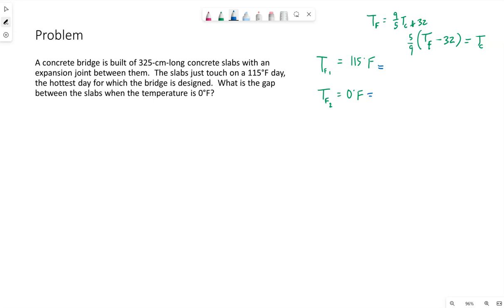The 0 will be easiest. If we put in 0 for temperature Fahrenheit, we'll have negative 32 times 5/9. So we'll have negative 17.78 degrees Celsius. The 115, let's put that in. So this is 46.11 degrees Celsius.